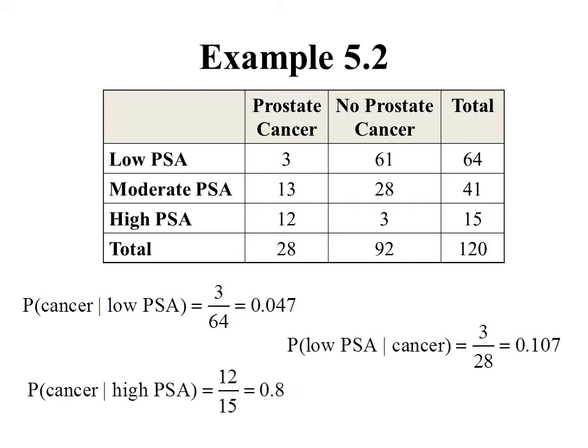Another one: suppose that he has cancer. What's the probability that he has a low PSA? So the denominator is the number of guys who have cancer, and the numerator is the number of those guys who have a low PSA. So 3 divided by 28, which is 0.107.